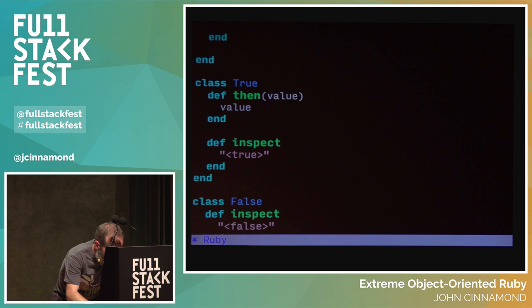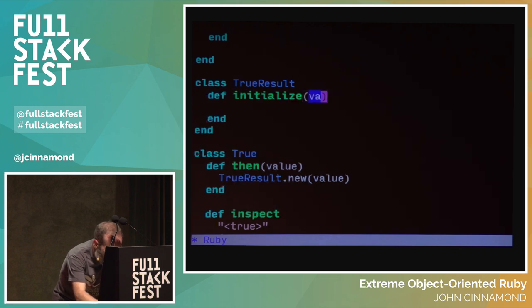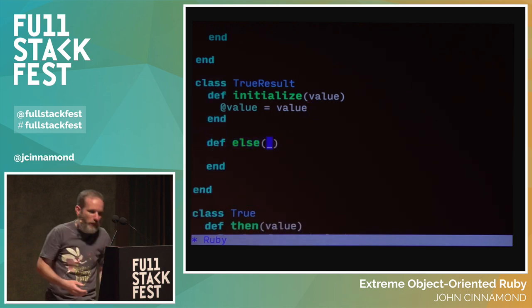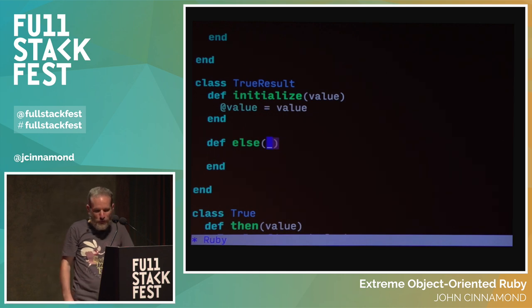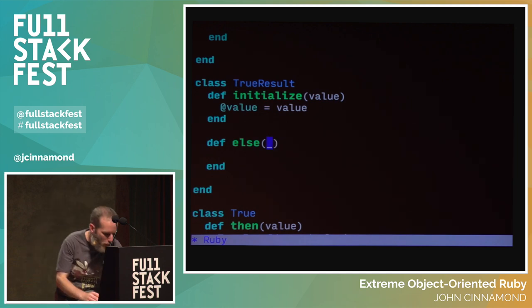I'm going to do that by just creating a new class. I'm going to call it true result. And I'm going to pass in the value that we were given. OK? Fine, this class is really short. It's called true result. In the initializer, you can see we pass in the value. OK, so I'm just going to store that for now. And then we need a single method called else. And that takes an argument. But here we don't actually care about it. This is a true result, so we're going to use the then branch. So the else branch we don't care about. We'll just throw the value away. And we'll return the original value we were given.